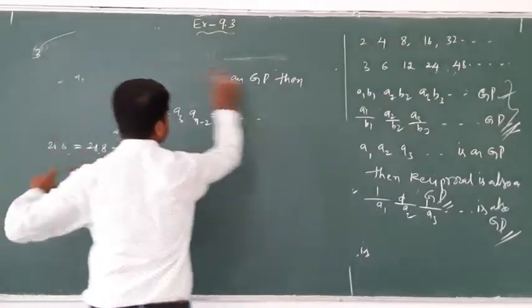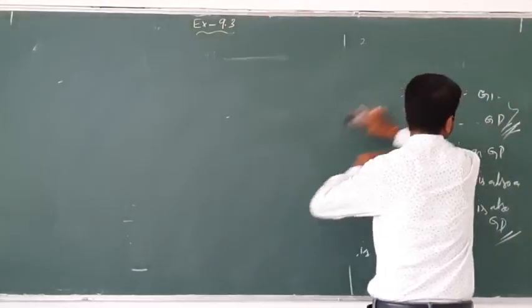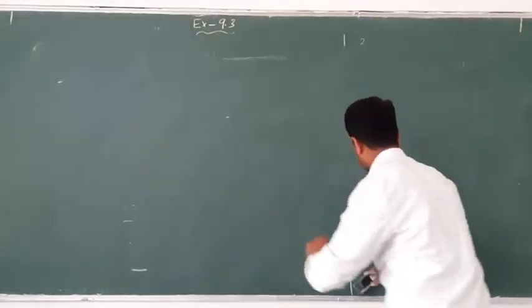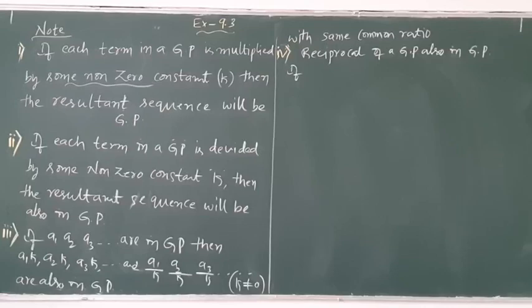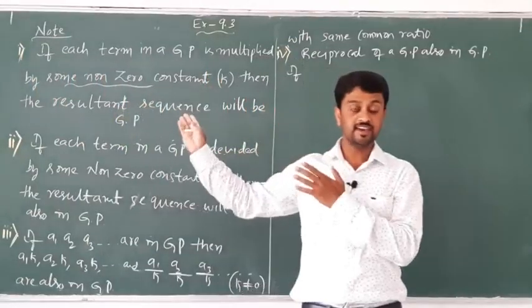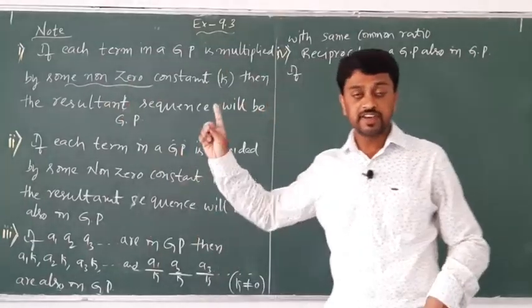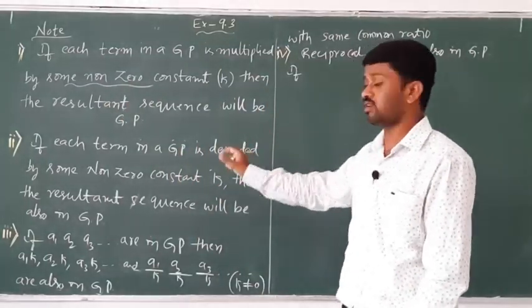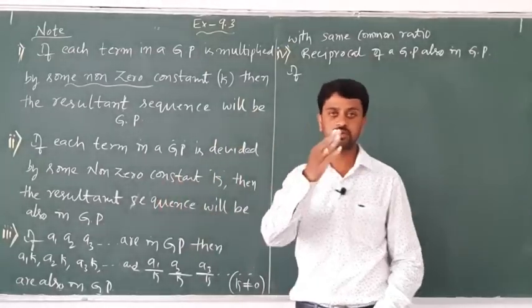The first one, all of you write. What is the first result? Tell me. If each term in a GP is multiplied by some non-zero constant k, then the resultant sequence will be a GP. Next, if each term is divided by some non-zero constant k, then the resultant sequence will also be in GP, 100%. Now I will also give an example.